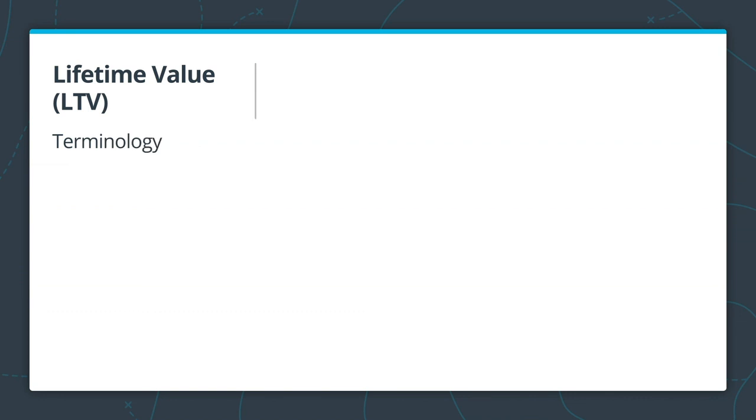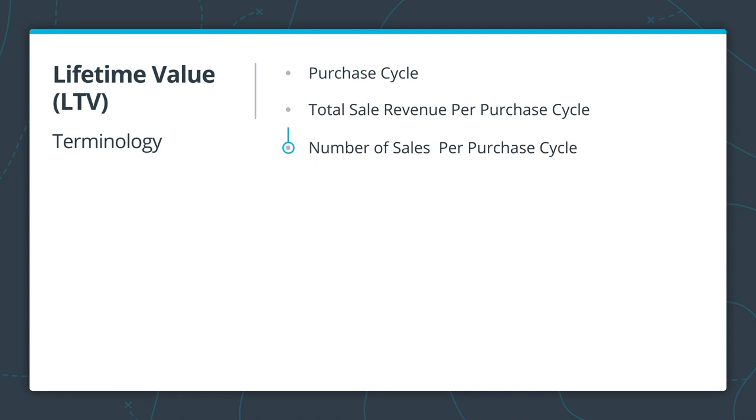First, purchase cycle is a time period that depicts the general frequency with which your products are purchased. At Udacity, if we start a new Nanodegree class every 2 weeks, 2 weeks would be the purchase cycle. Total sale revenue per cycle is the revenue earned from all customers per purchase cycle. Number of sales per purchase cycle is the number of times your average customer buys during the purchase cycle.